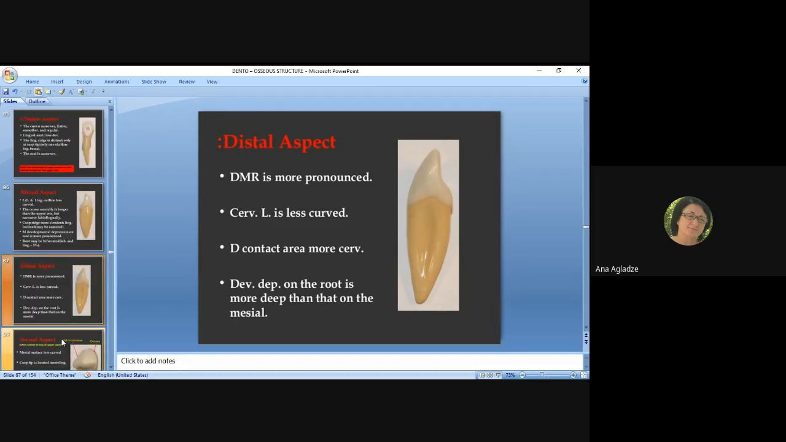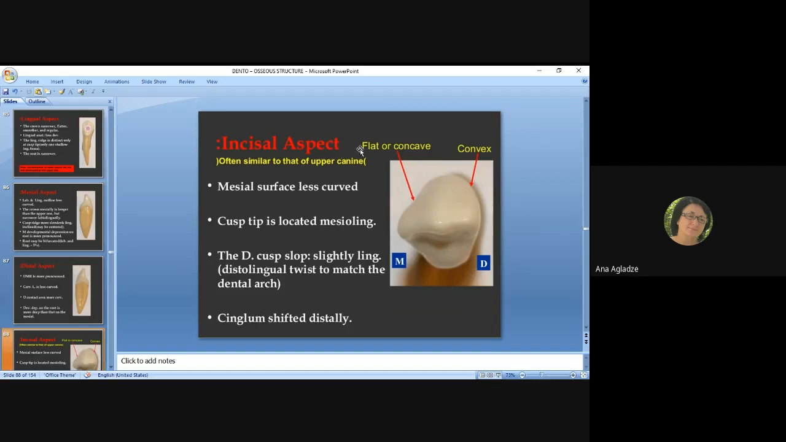Yes. And here you can see this incisal aspect. You can see this mesial aspect is less carved. Cusp tip is located mesiolingually. Distal aspect, you can see this distal cusp slope, and the cingulum shifted distally. Cingulum is shifted distally from this, and this is convex on the distal labial aspect.